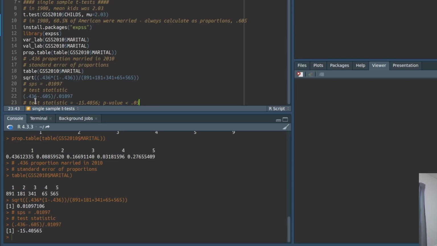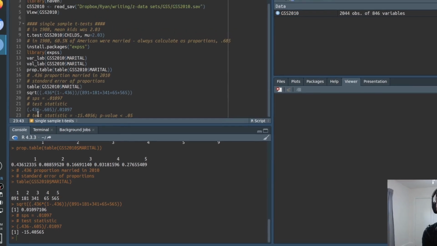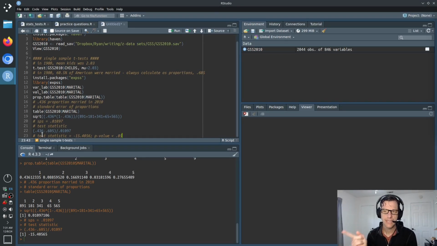And then, of course, you should give your best estimate. So in 1980, 60.5% of Americans were married. That has clearly gone down. And as of 2010, it was 43.6% of Americans who were married. And we are 95% confident that that difference has changed, and it's a statistically significant difference.